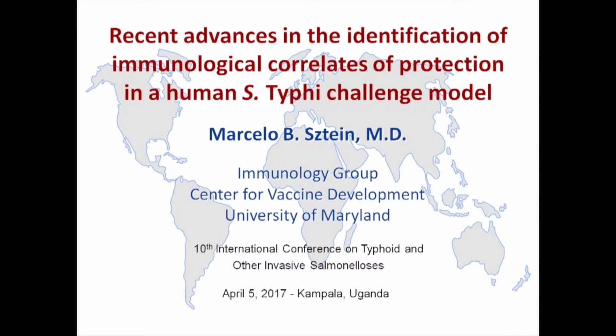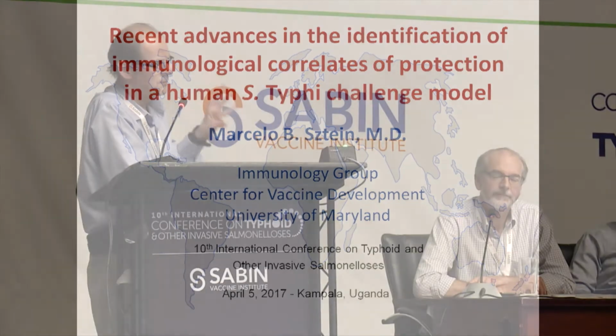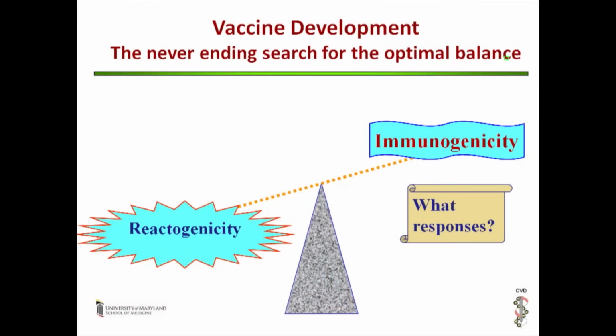But what I decided, because of the time restrictions of this presentation, is to focus on message as opposed to data. So we can discuss data as much as you want later on, but for the time being, I will just focus on these general guidelines that I think we can learn from this challenge model. And what I show in this slide is that, of course, when we do vaccines, we try to enhance immunogenicity and decrease reactogenicity. But more and more, what responses are we measuring? That is becoming a key issue.